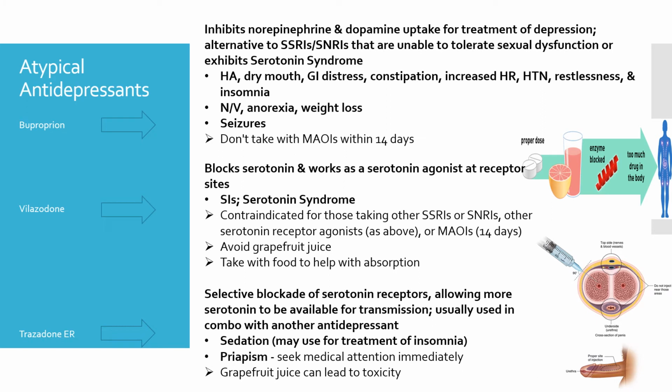So next are the atypical antidepressants. There are three major categories here, so that's why they're split up this way. First, bupropion, which is the generic for Wellbutrin. These inhibit norepinephrine and dopamine uptake for treatment of depression.